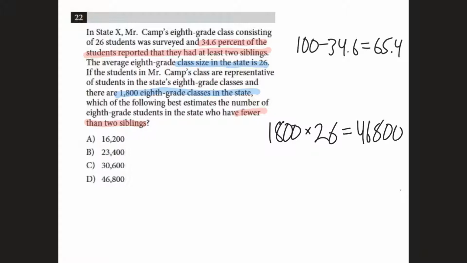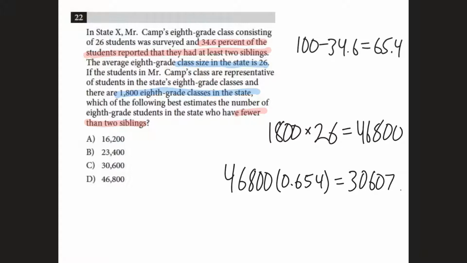46,800 students. And we want 65.4%, so we're going to take the whole, 46,800, times the percent as a decimal, 0.654, and I'm going to get that on my calculator. 30,607, and that is most close to C. 30,600 will be our answer.